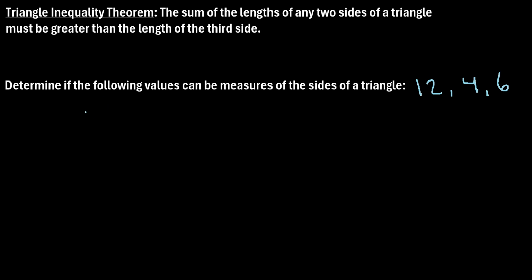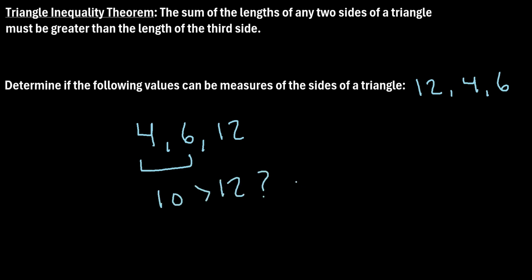All right, let's try another example. Determine if the following values can be the measures of the sides of a triangle: 12, 4, and 6. Can these three values form a triangle? So again, we'll write them in order from smallest to largest. So we'll write 4, 6, 12. Then we'll ask ourselves, are these two smaller sides greater than the largest side of 12? So 4 plus 6 is 10. Is this greater than 12? No, it's not. So these three values could not form a triangle.